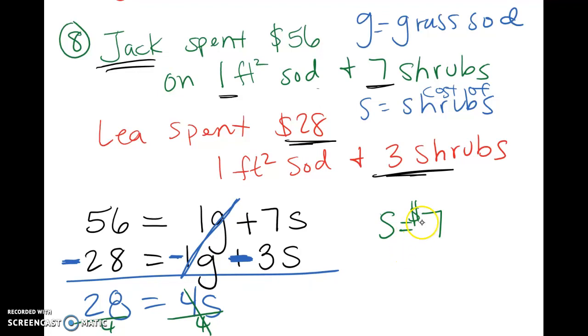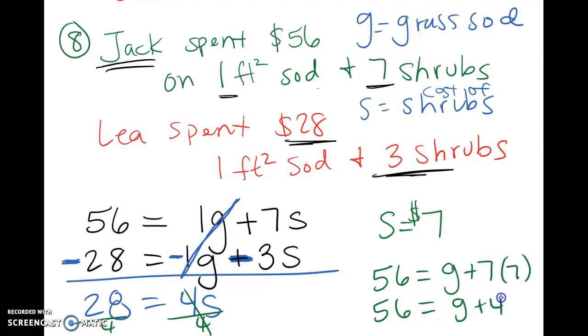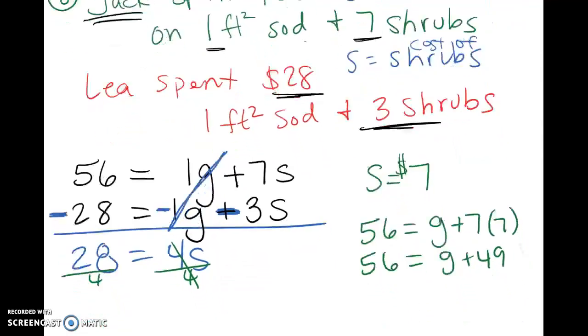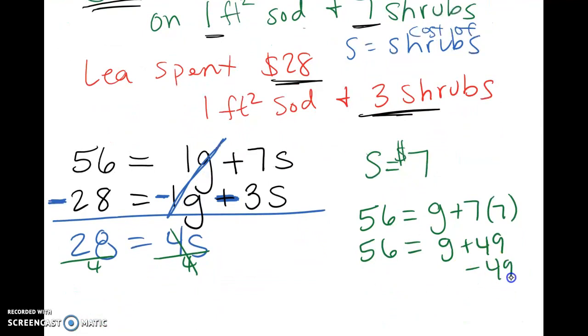Okay. And now if I plug that into one of my equations, which I have 56 equals 1G plus 7 times 7, I can solve for G. So 56 equals G plus 49. Good, subtract 49. What's 56 minus 49? 7?